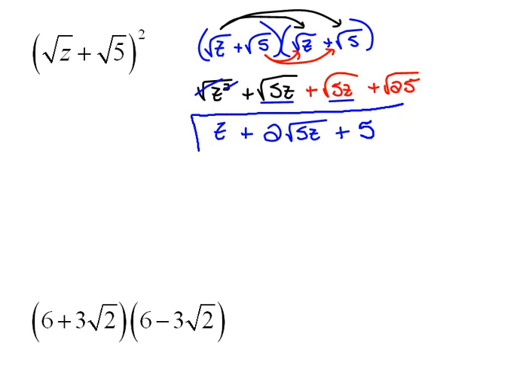So again, we can't combine anything further because we don't have like terms. But if we had just squared the z and squared the 5, we would not have gotten the correct answer. So you must write it out twice and multiply it to itself.